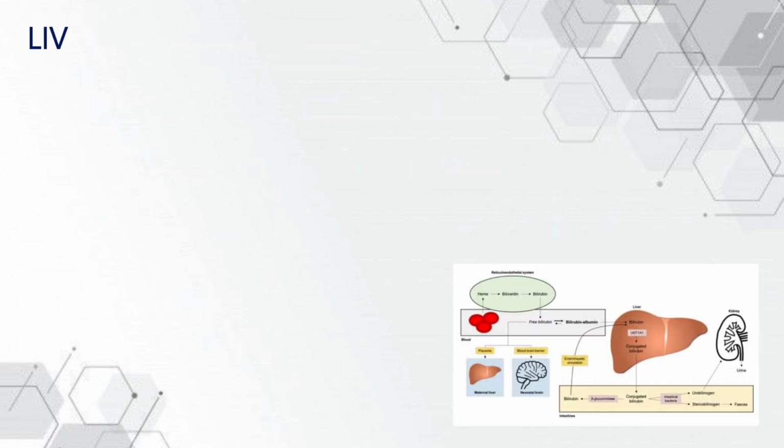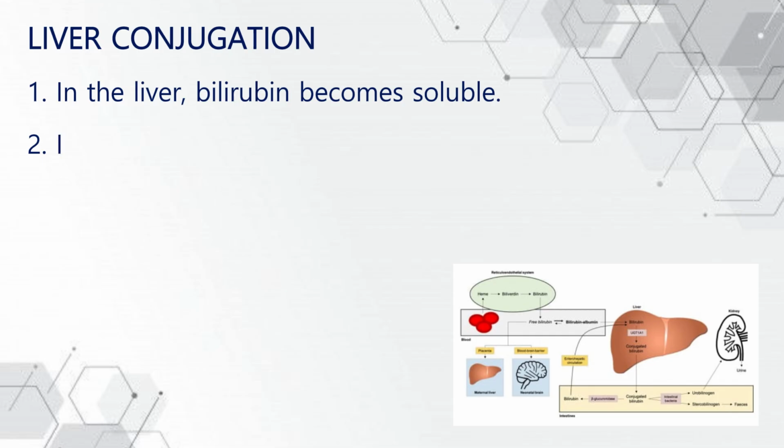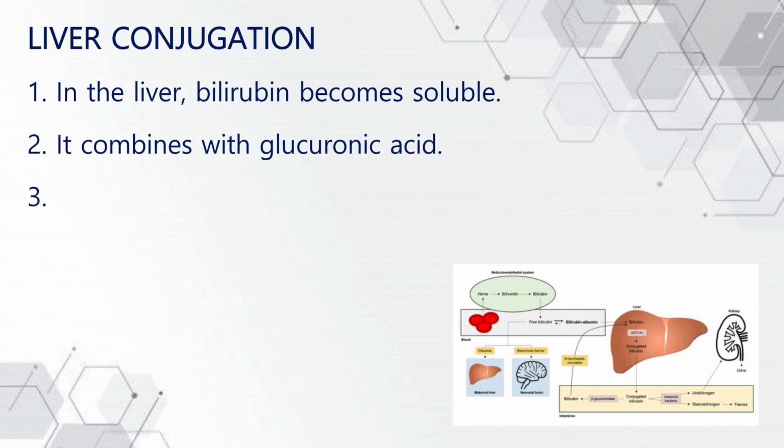And so I'm talking about the conjugation of bilirubin in the liver. Now, the first point: in the liver, bilirubin becomes soluble. We all know that when the cells break down, the bilirubin released is free bilirubin, that means unconjugated bilirubin. So they have to be conjugated, or made soluble, before they can be transported or secreted as bile. To make them soluble, it has to combine in the hepatocytes of the liver.